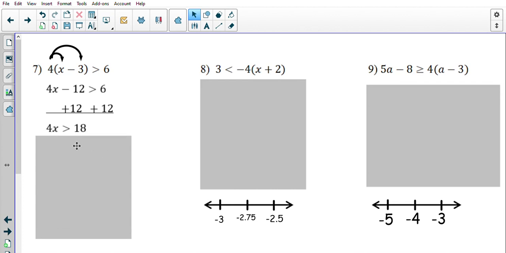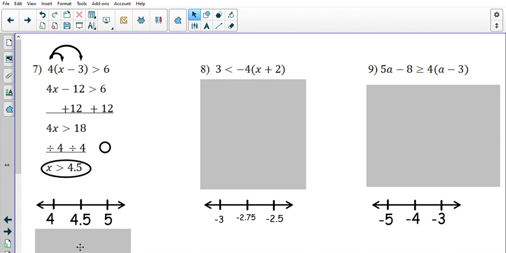The inverse of multiplying by 4 is to divide by 4. This will get us a decimal here, so we'll get x is greater than 4.5. No need to switch anything around since we divided by a positive value. Now, I put on my number line 4, 4.5, and 5. You could do 3.5, 4.5, 5.5, whatever is easiest for you. This is an open circle at 4.5, and since it's greater than, we are going to shade to the right.